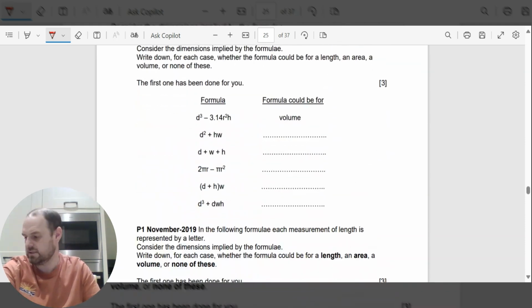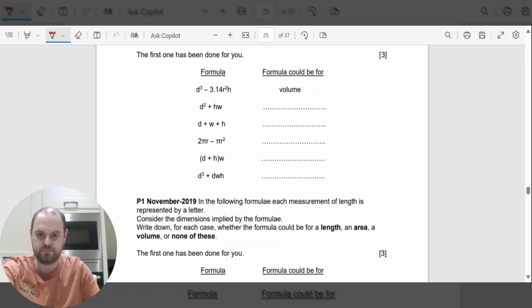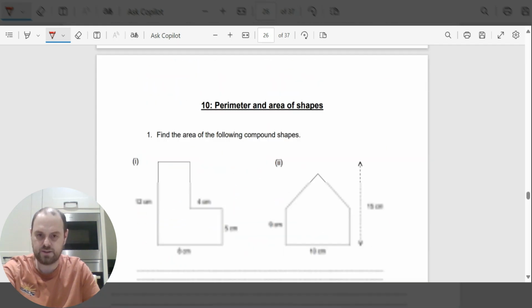Right. Dimensions. I'm going to leave it. I'm going to come back to it.